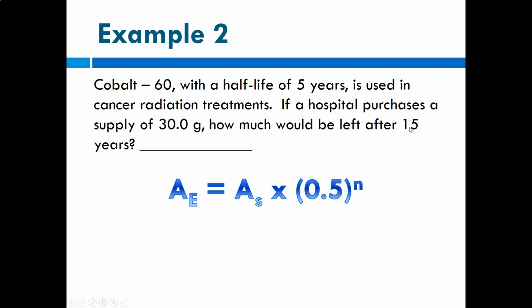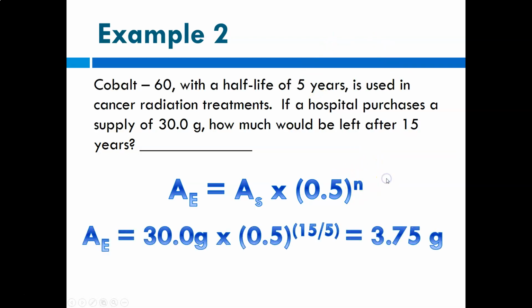15 years is going by, and each half-life was 5 years. So when I set that up into my exponent, that's what my equation will look like. 30 times 0.5 raised to the power of 15 divided by 5. The time that has passed divided by the length of a half-life. And you get your final answer.